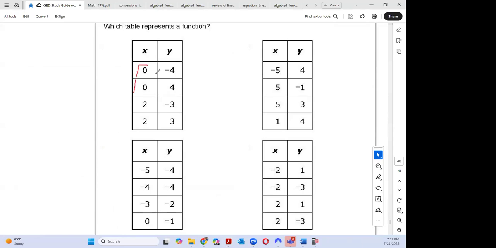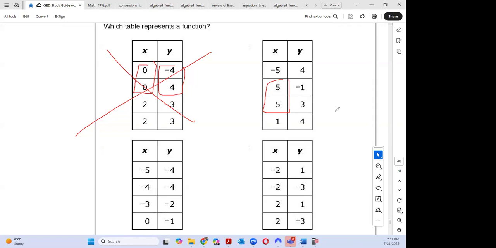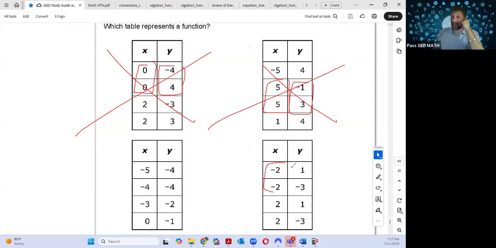When x is 0, y is minus 4 and 4, not a function. For every x, when x is 0, you can only have one y. When x is 0, y is negative 4 and y is 4. Can't be that one. When x is 5, you have 2 different y's. So no. Not a function. Same x, different y's. Not a function.